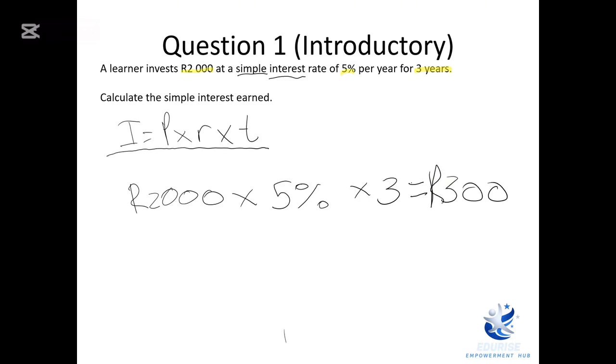Don't forget your units. It is important that in your calculator you put 5%, and we all know that 5% is also 5 over 100, right? That is all your marks right there. And that is basically it for simple interest. That is the first, quite easy question.